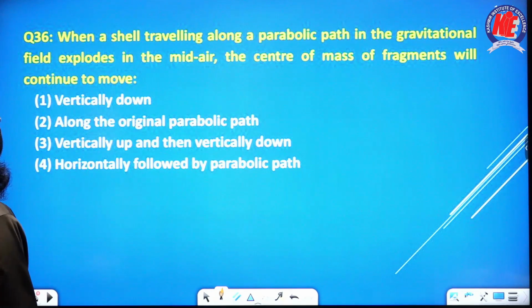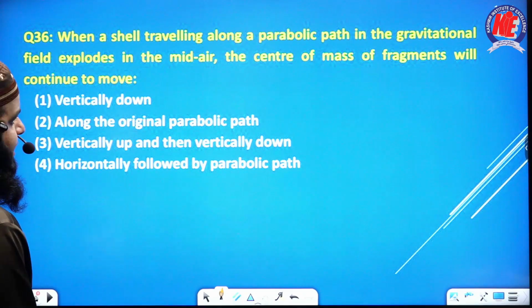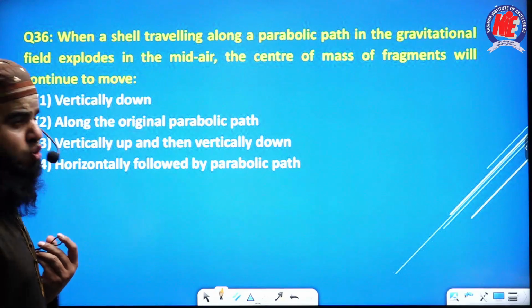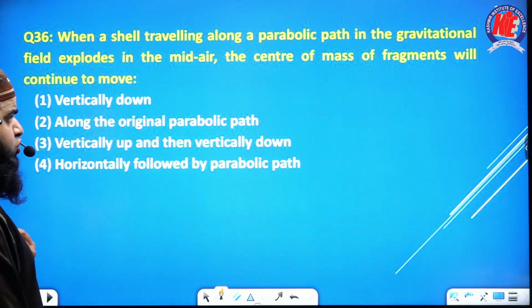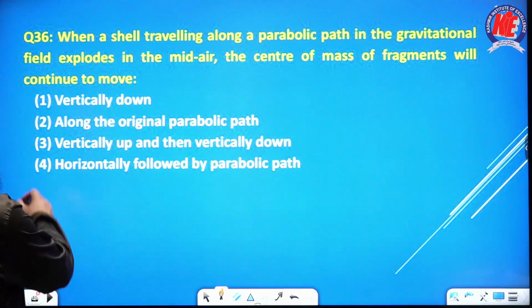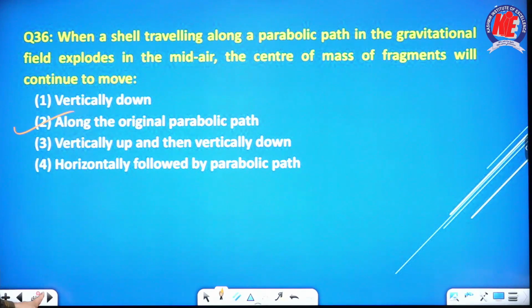Next one please. When a shell traveling along a parabolic path in the gravitational field explodes in the mid-air, the center of mass of the fragments will continue to move. Explosion की वजह से कोई external force वजूद में नहीं आएगा, so the center of mass will keep on moving along the same parabolic path, along the original parabolic path.